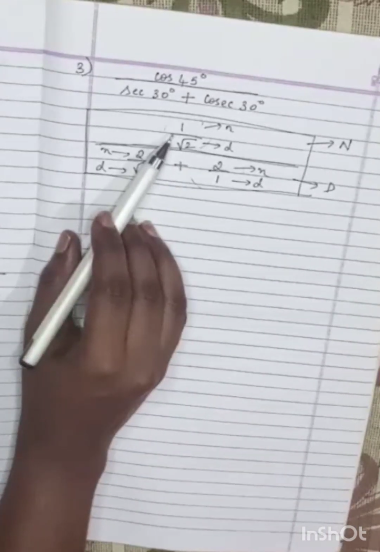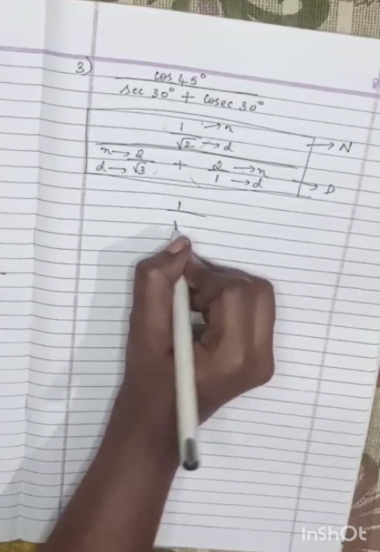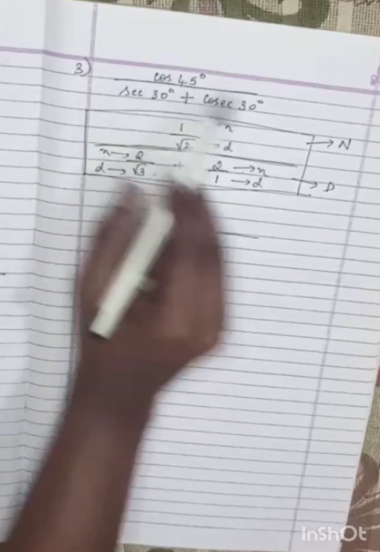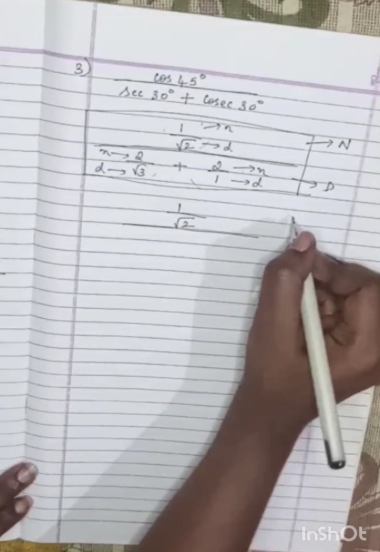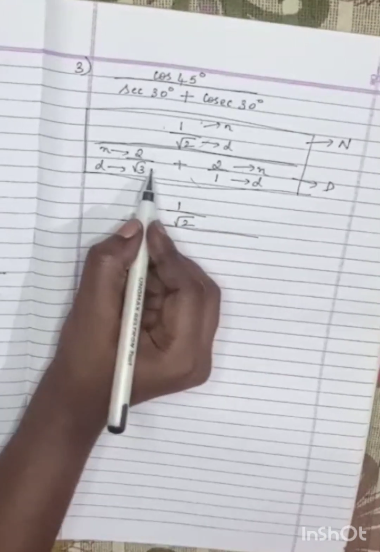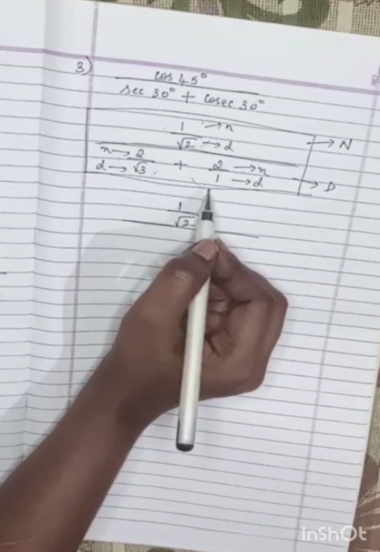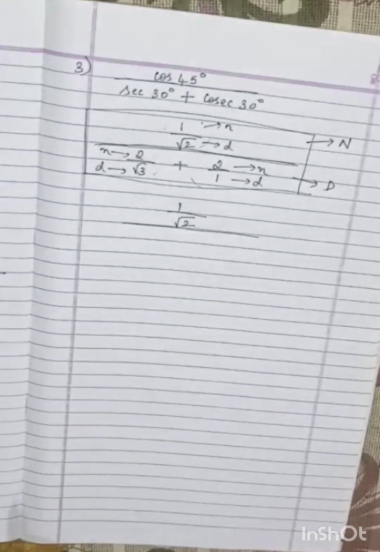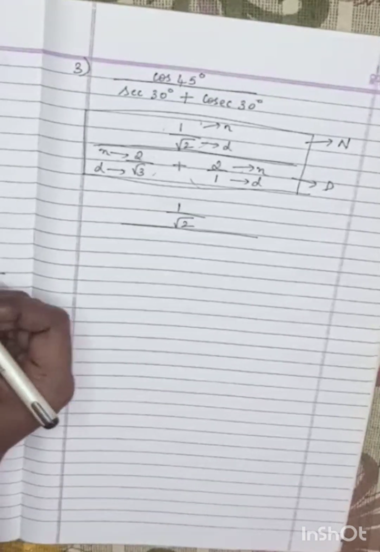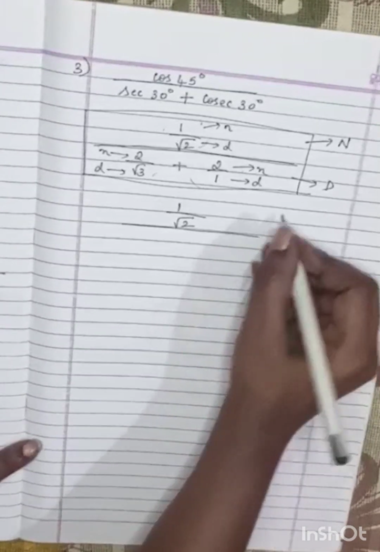Now, let us keep the numerator of big fraction as it is, as 1 by root 2. Let us solve the denominator of this big fraction. Now, we have 2 by root 3 plus 2 by 1. You can see here denominator we have root 3, here in the denominator we have 1. So, whenever the denominators are different, we cannot add numerators directly. But when the denominators are same, you can directly add up the numerators.